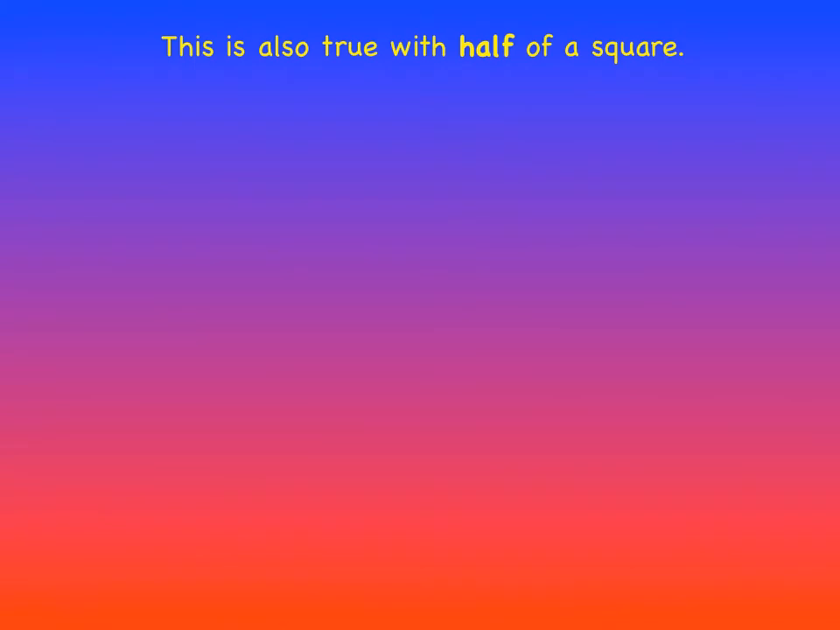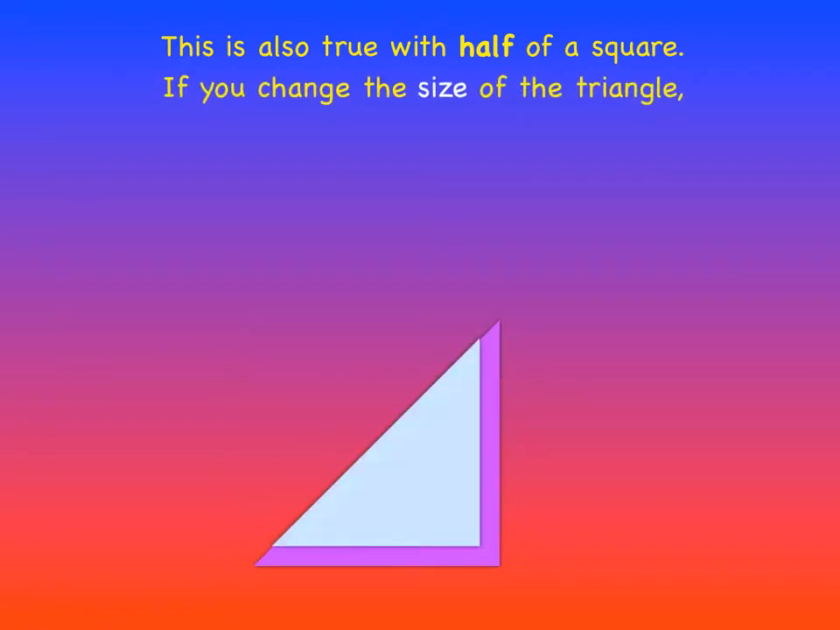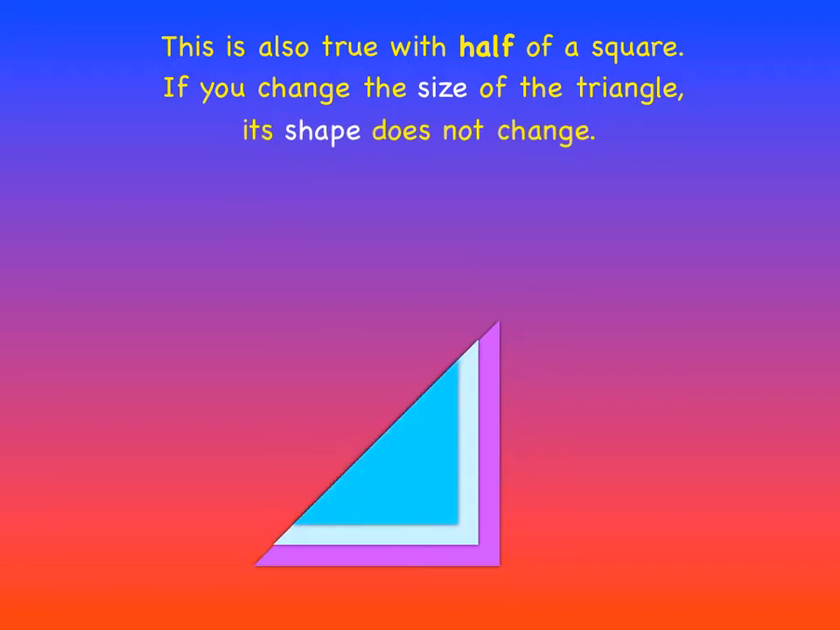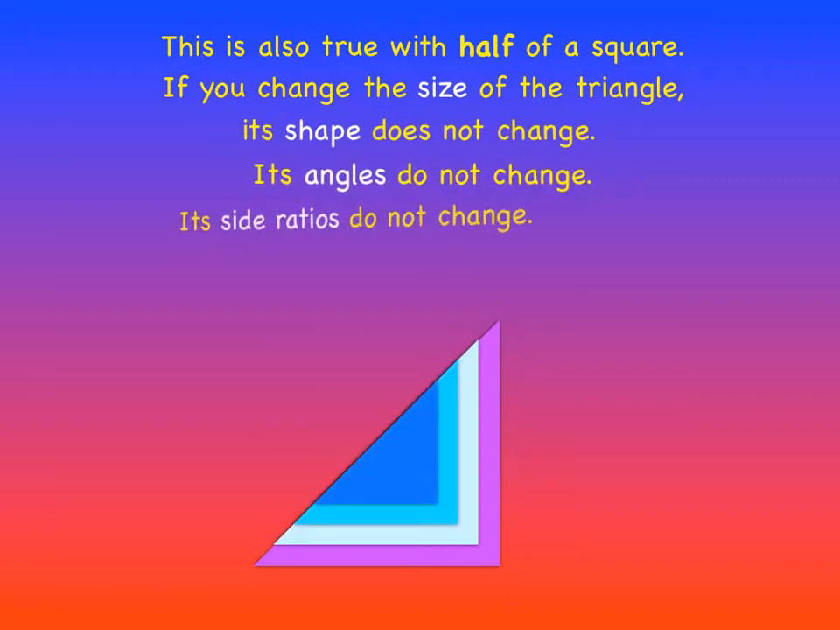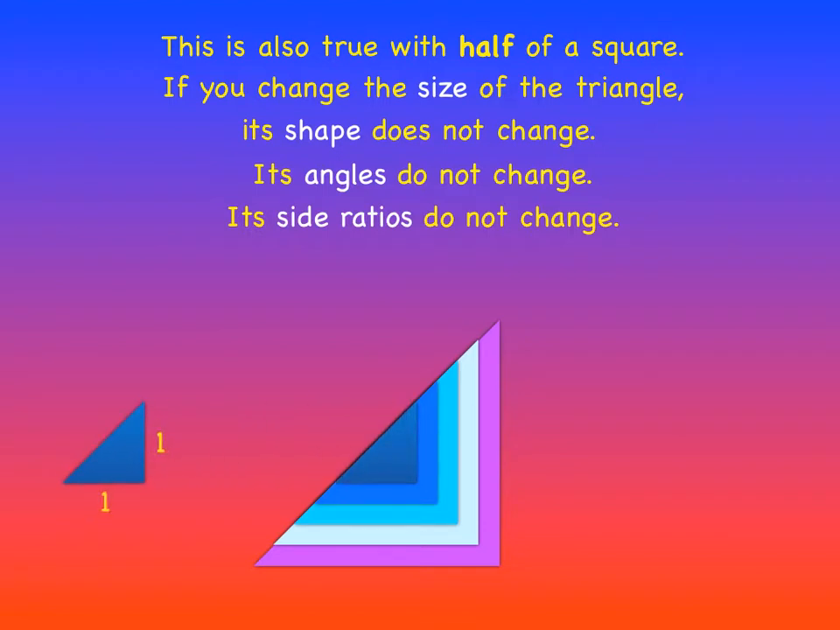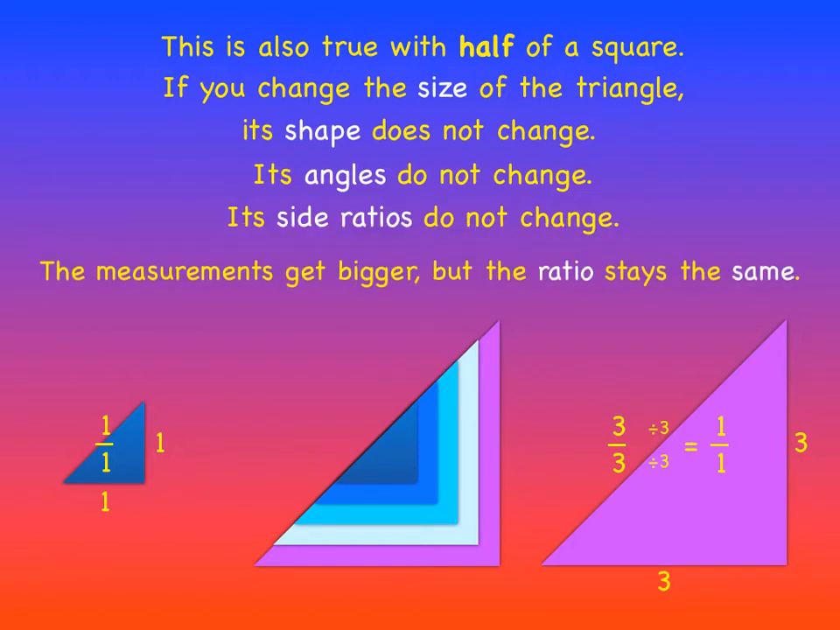This is also true with half of a square. Here's a square. Use the diagonal, cut it in half, and we have a right triangle. If you change the size of the triangle, its shape does not change. Its angles do not change, and its side ratios do not change. Here, for example, the sides measure 1 and 1, or this one, 3 and 3. On the left, the side-to-side ratio is 1 to 1. On the right, the side-to-side ratio is 3 to 3, but that reduces to the same ratio, 1 to 1. The measurements get bigger, but the ratio stays the same.